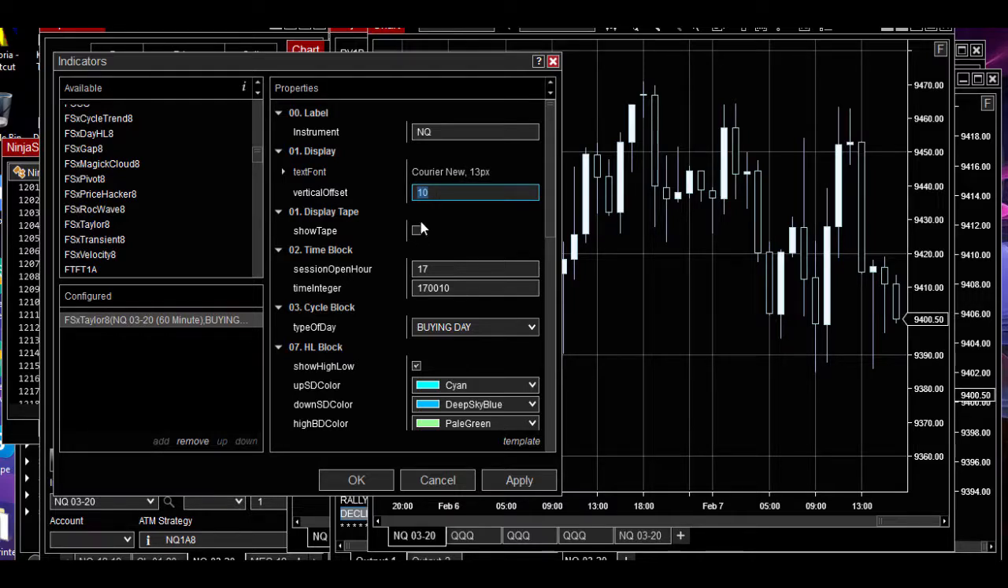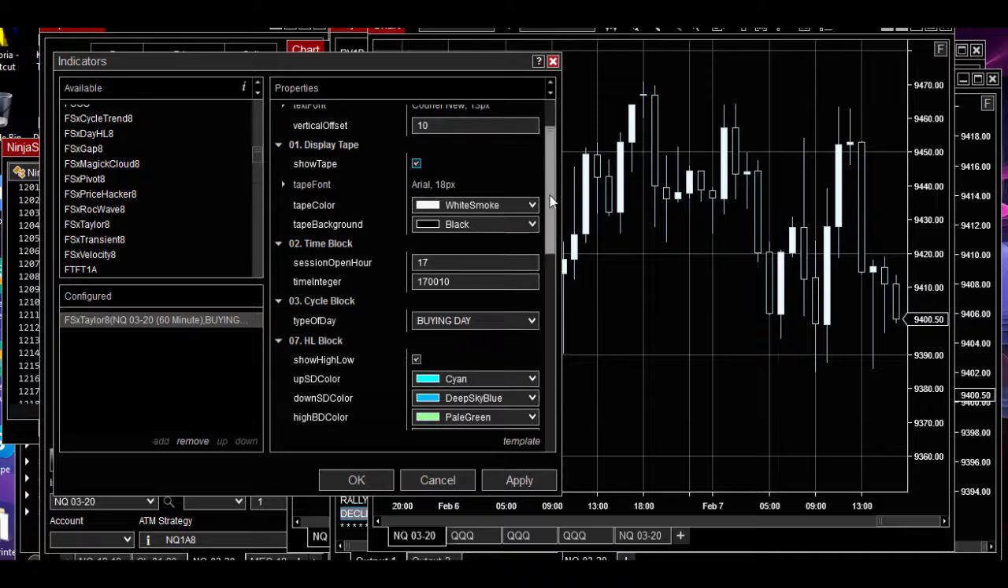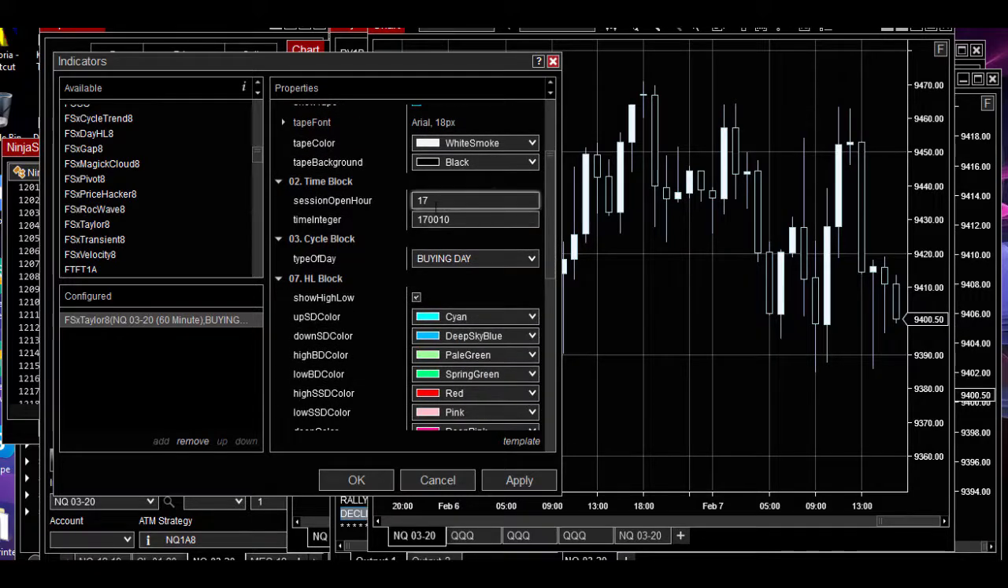Here's your tape indication in the lower left that'll show you what type of day it is and the contract you're trading. Let's enable that. Your session open hour is in 24-hour military time format. You want to set your session open hour for your respective time zone. Set your time integer value. This would be 1710 seconds to print the relative values about the session to the output window.